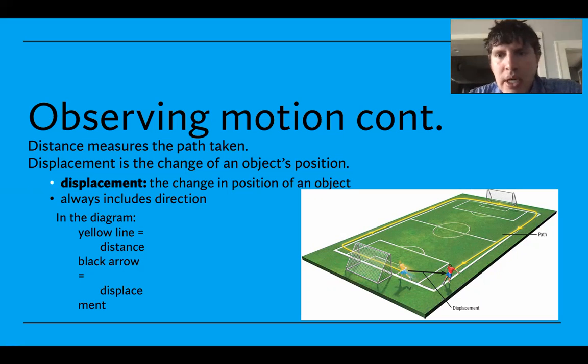Pretty straightforward. Again, keep in mind that if this guy ran around here in a complete circle and ended where he started, his displacement would be 0 because he ended where he started, okay? But distance doesn't care about how far they ended from where they started. It cares about the total, which is the yellow arrow here. So that's the difference between the two, more or less.